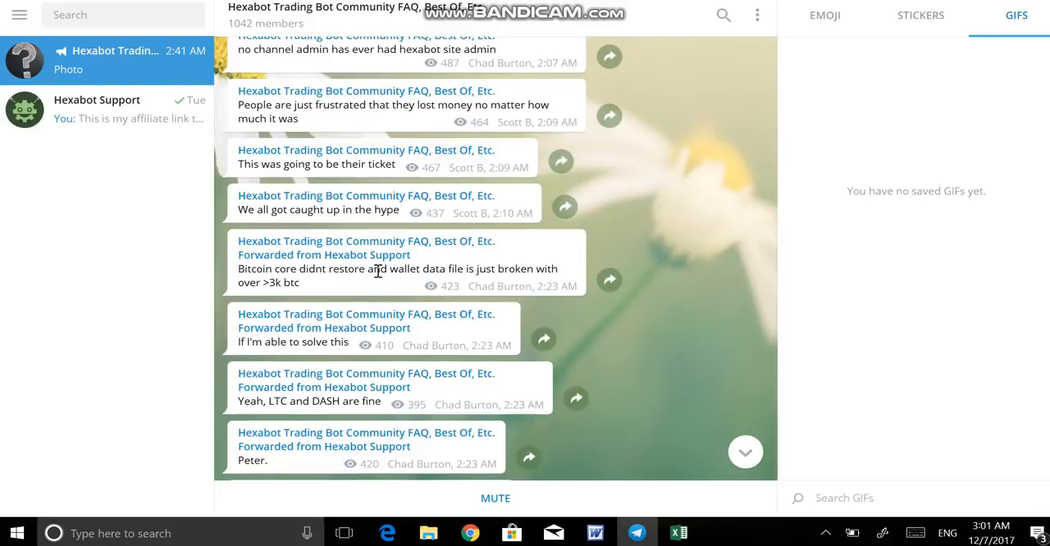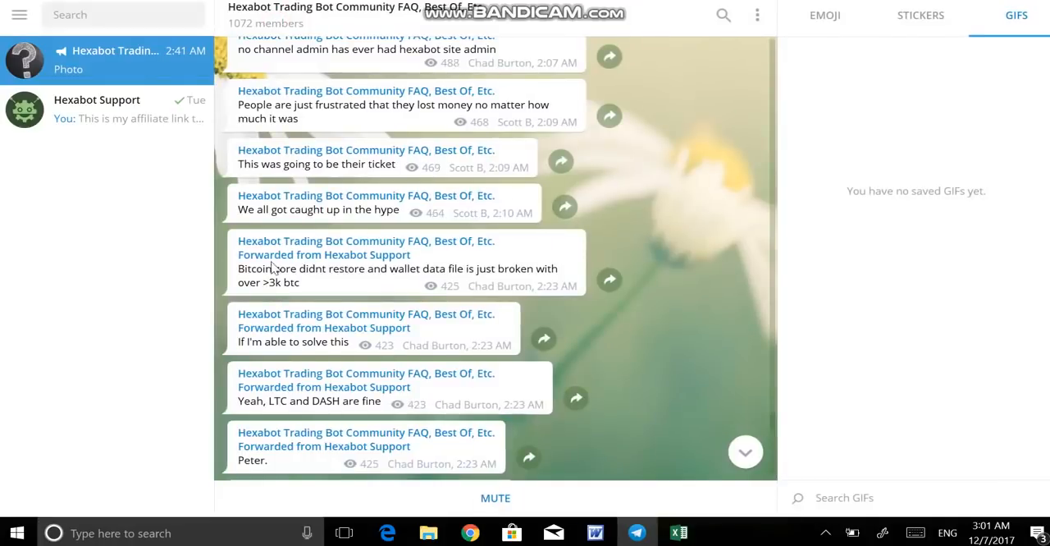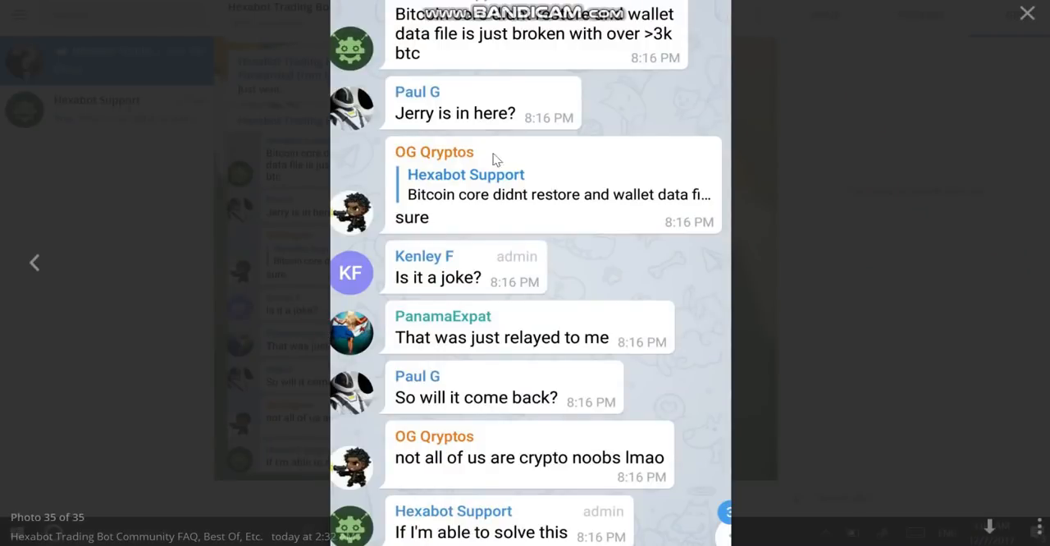So I'm gonna show you this first. You can see here it's forwarded from Hexabot support. You can check that it is actually Hexabot support by opening this. This is the Hexabot support. I will show you now the screenshot. So basically, Bitcoin Core did not restore, and the wallet data file is just broken, with over 3K BTC.